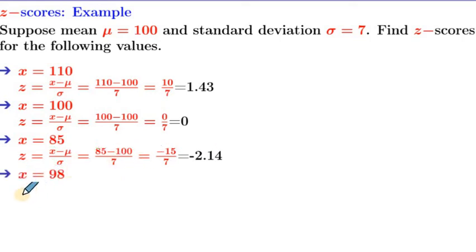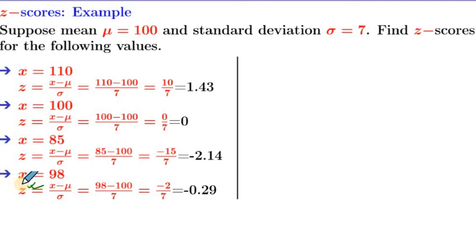Let's find the z-score when x equals 98. We have this formula, z equals x minus mean over sigma, the standard deviation. When we plug in these values into our formula, we get 98 minus 100 over 7. When we do this math, we get negative 2 over 7, which is equal to negative 0.29.